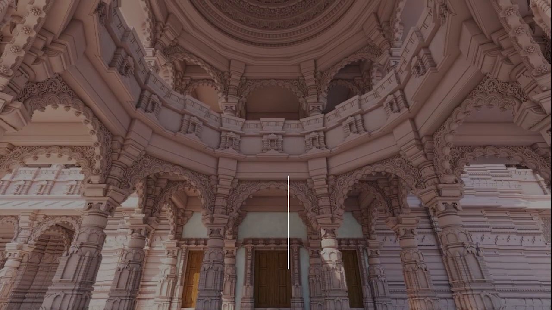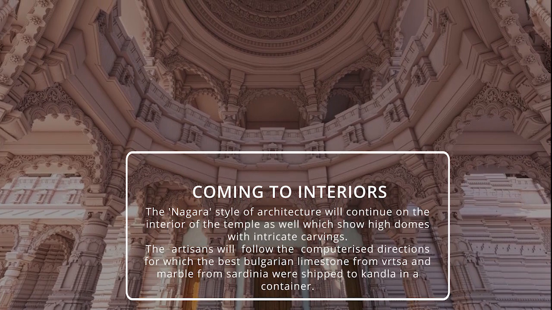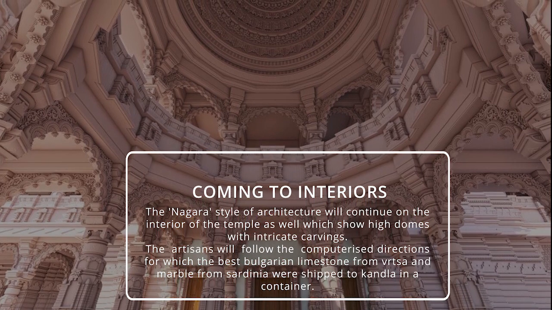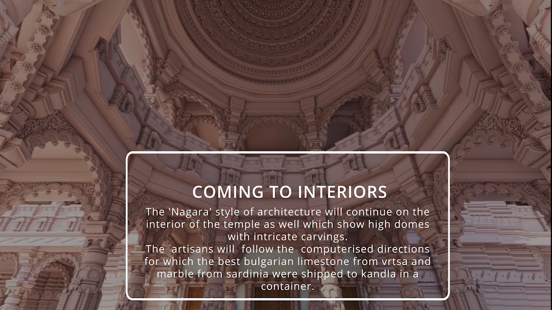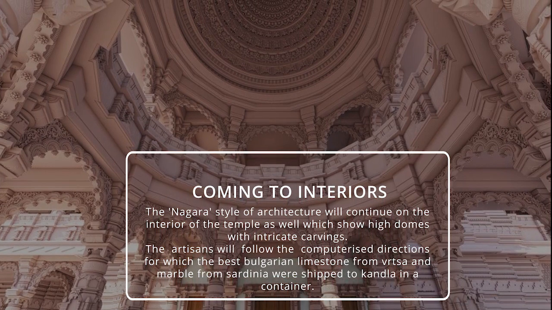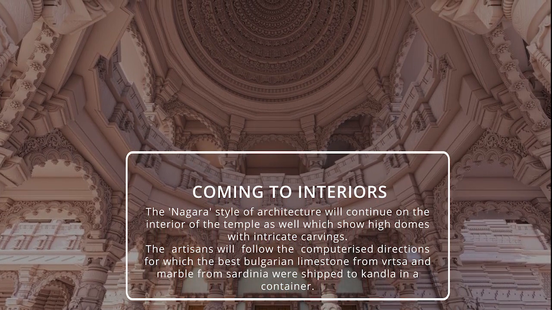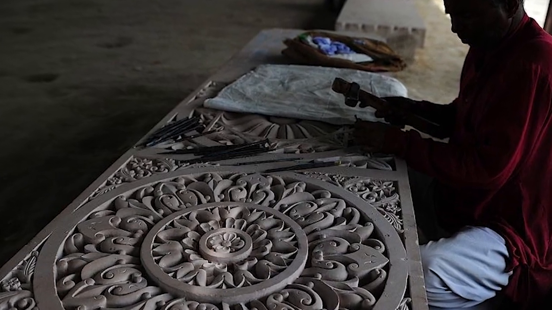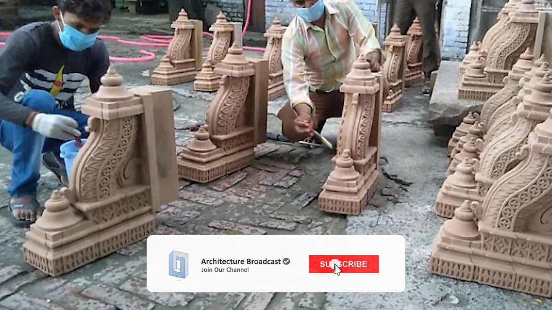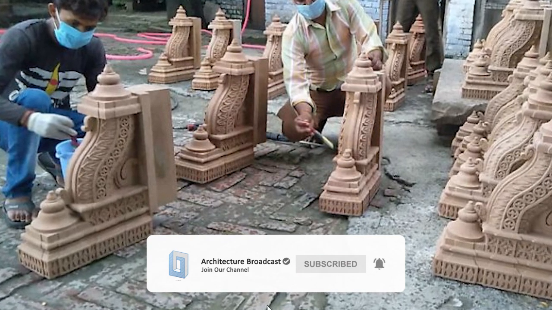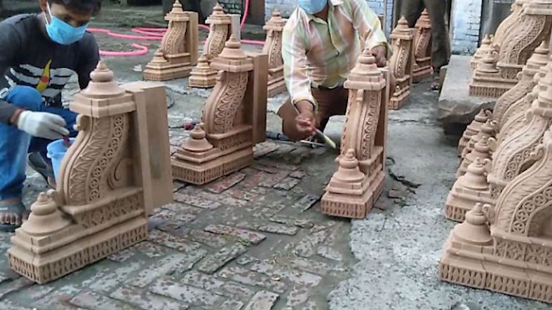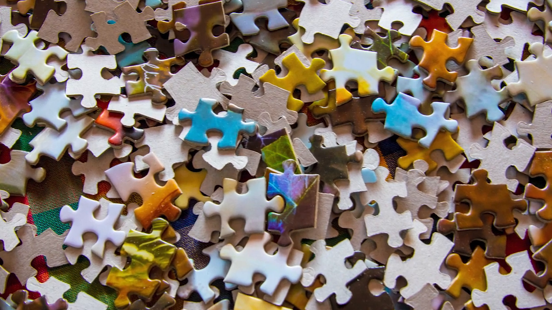Coming to interiors, the Nagara style of architecture will continue on the interior of the temple as well, which show high domes with intricate carvings. The artisans will follow the computerized directions for which the best Bulgarian limestone and marble from Sardinia were shipped to Kandala in a container. Before loading, the stones were cut to the required size and every stone was numbered. Over 2,500 artisans from Gujarat and Rajasthan cut, polished and sculpted 26,300 stones, which were then shipped to London and assembled using their code numbers. It was as if the temple were a jigsaw puzzle.